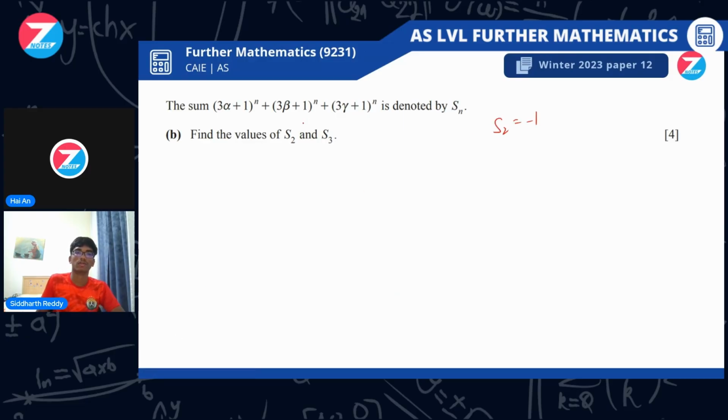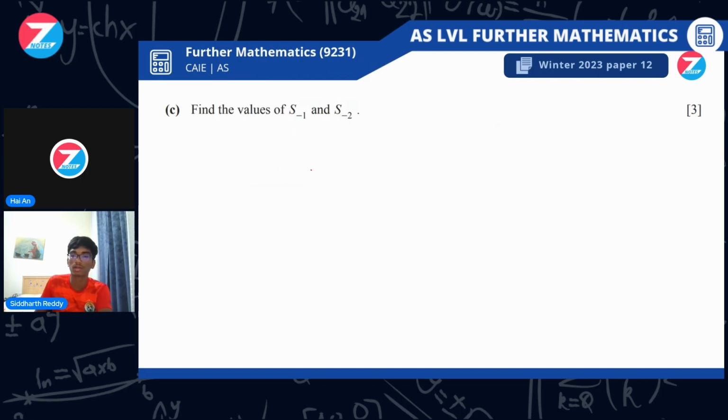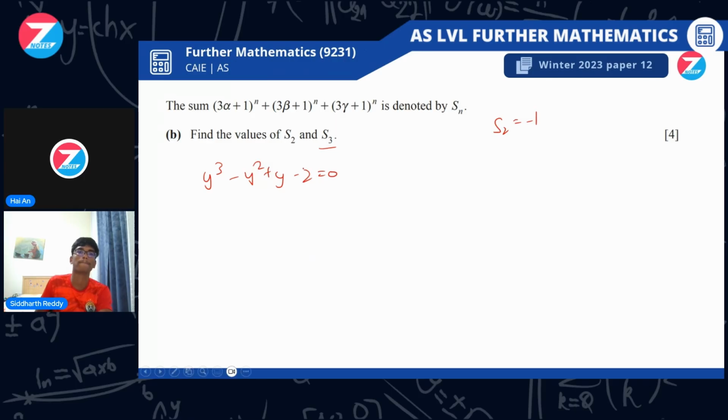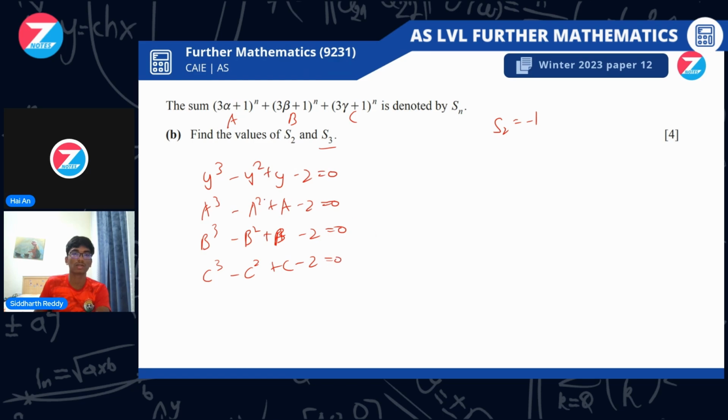So let's find out what S3 is. Let's write down the equation again. So we got y cubed minus y squared plus y minus 2 is equal to 0. I'll denote the roots as capital A, B, C. Since these are all roots, they satisfy this equation. So we can write A cubed minus A squared plus A minus 2 is equal to 0, and B cubed minus B squared plus B minus 2 is equal to 0, and C cubed minus C squared plus C minus 2 is equal to 0, right? So notice this.